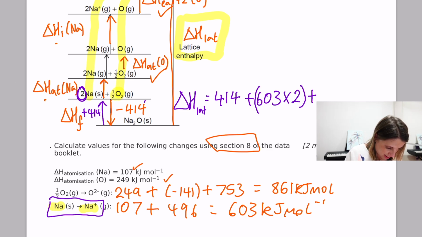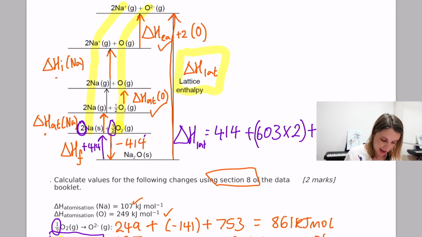The oxygen is, I'm going from a half O2, and this is a half O2 also, so this equation is identical to what's happening in my Born-Haber cycle. So I'm just going to add on that 861. So what we're essentially saying is that we have this formation, the plus 414, because I've got to flip the arrow to make them all face the same way.